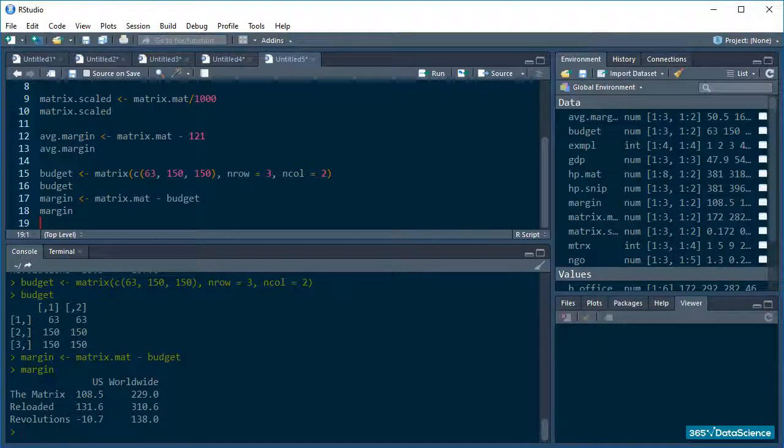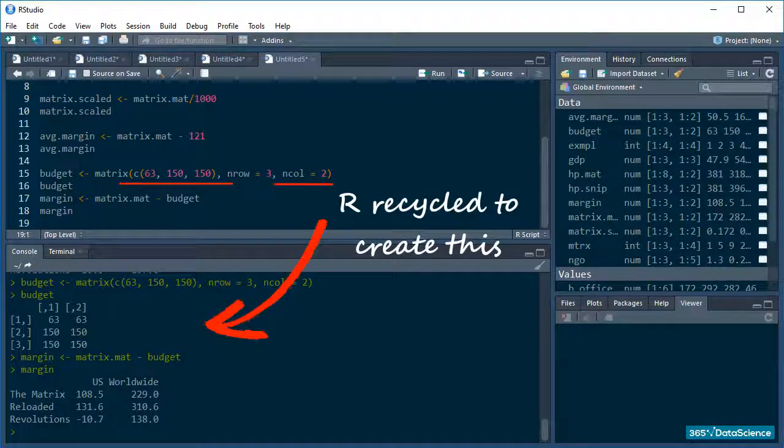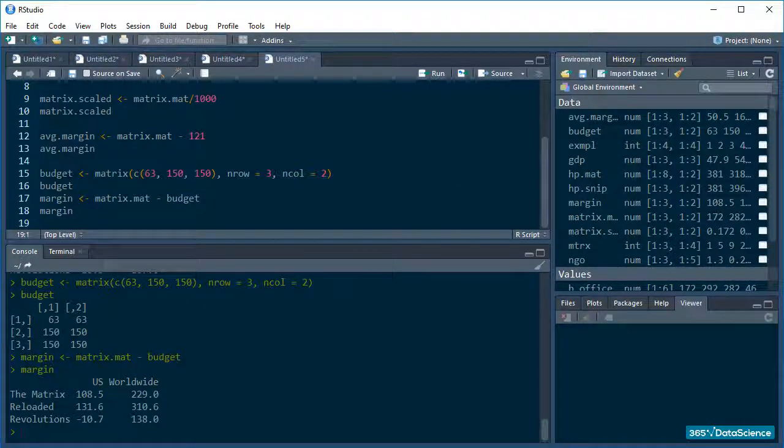Okay, so did you notice how we made the budget matrix just now? We passed three values, one for each row, and asked R to create two columns. Because the vector we passed was only of length 3, and we are asking R for a matrix that has six values, or is 3x2, R recycled the vector and created it for us, repeating the three values twice. To be very honest, we didn't need to do that because R will recycle even if we had simply subtracted a vector with the values 63, 150, and 150 from the matrix.mat matrix. Let's try it out.